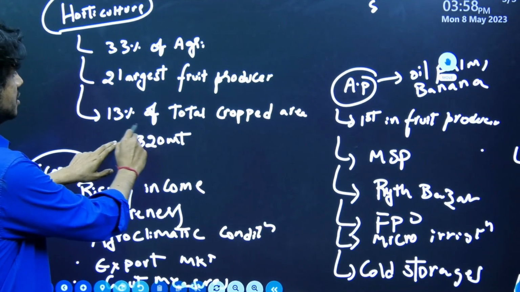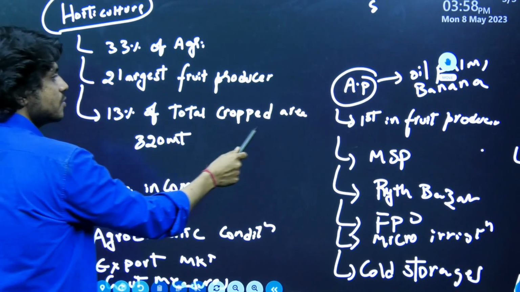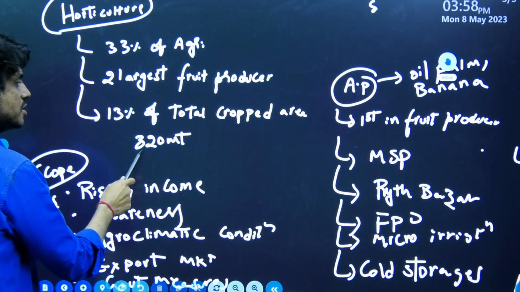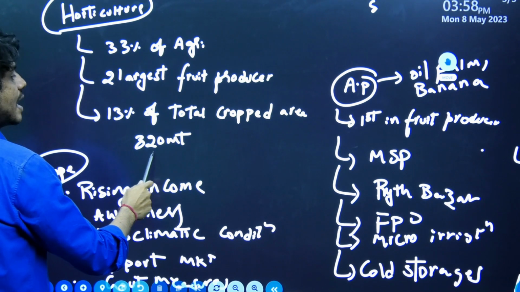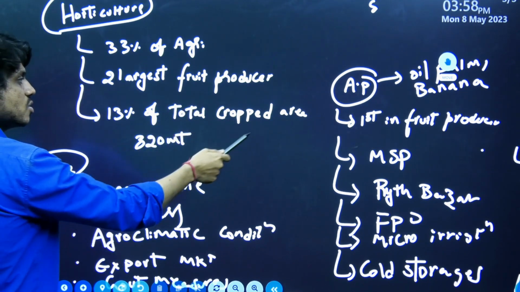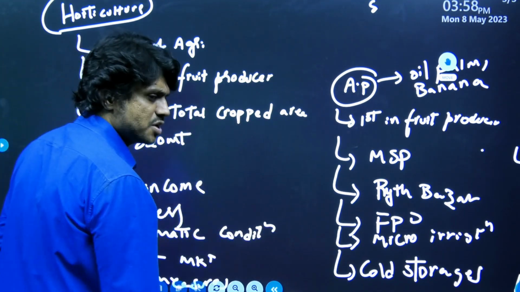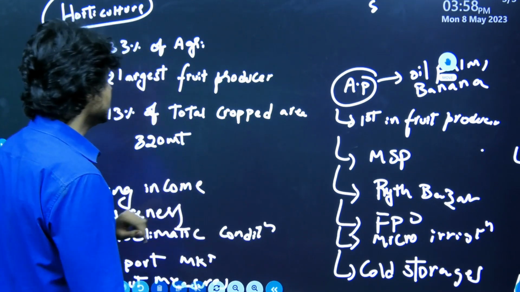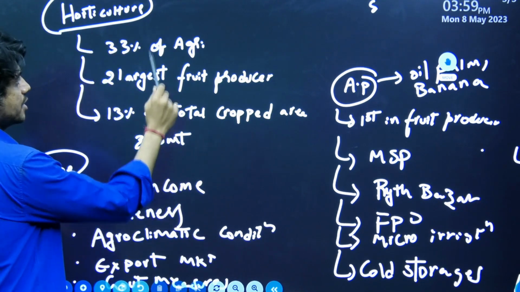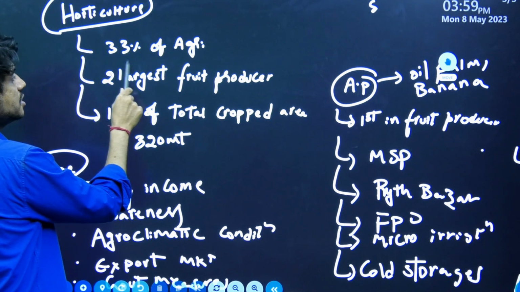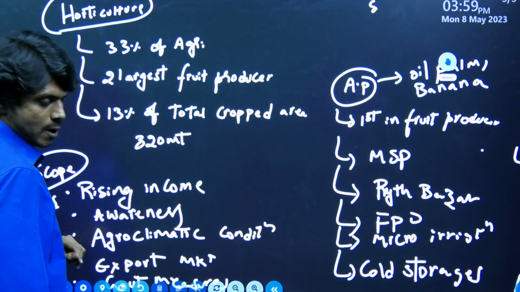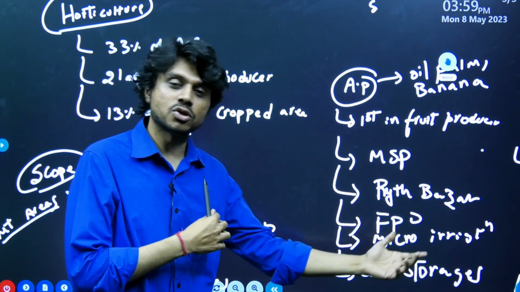If you see, it is covering only 30% of the total cropped area, but it is providing us outputs as high as the area that covers the majority, 60%. 320 million tons of output we are getting. So it is giving 33% of the agriculture output. Now don't get confused with the livestock 35.